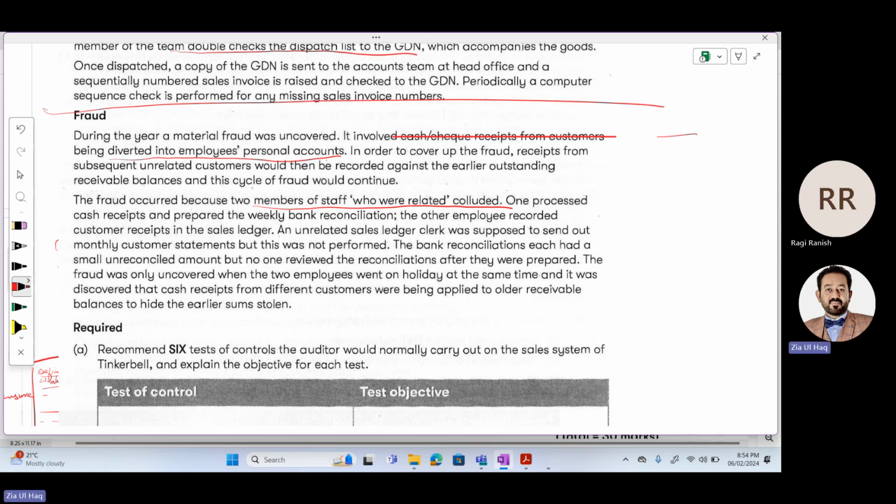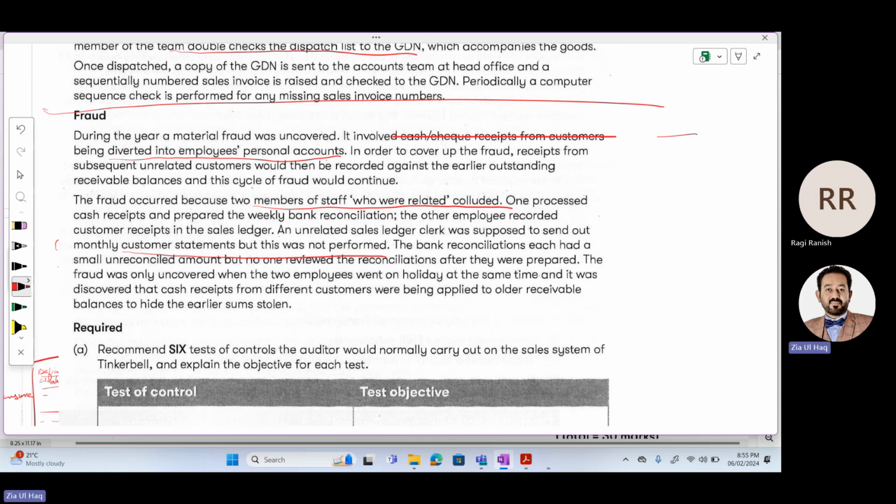It will be an uncredited check. An unrelated sales ledger clerk was supposed to send out a monthly customer statement, but this was not performed because companies are not sending customer statements to the customer. Because if they send, obviously the customer will say, I have paid this amount. Then this will be highlighted. But this control is not performed by the company. That's why there is no difference between company records and employee records, because these things are not highlighted, because the company is not sending customer statements to them.